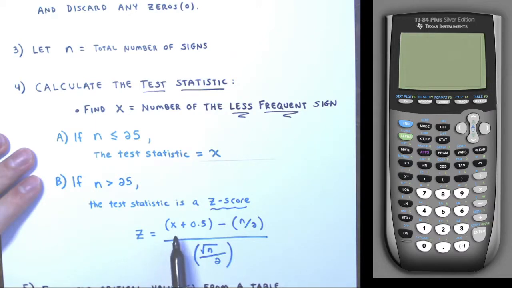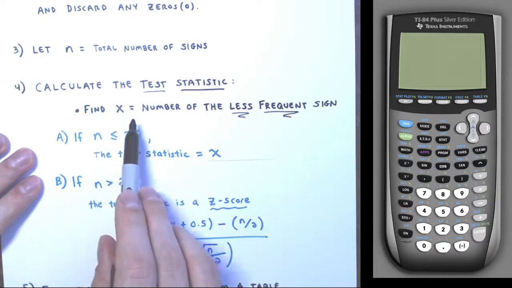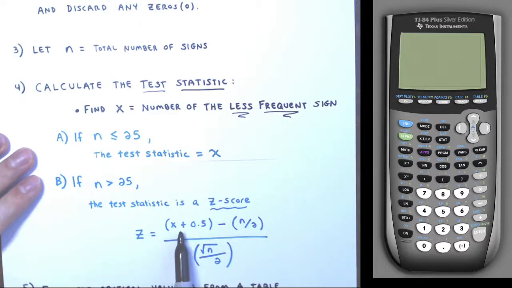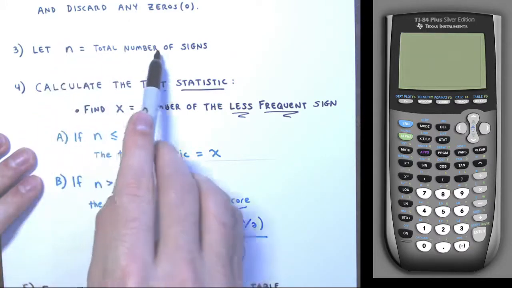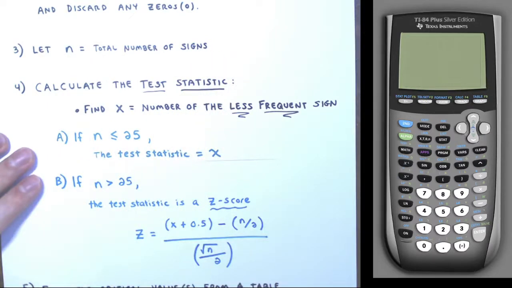z equals, and in the numerator, you have the x, that's this x here, the number of the less frequent sign, plus a half for your continuity correction. Then that value minus half of n, where again n was the total number of positive and negative signs. So x plus a half minus half of n, and then all of that in the numerator divided by the denominator, which is the square root of n divided by 2.